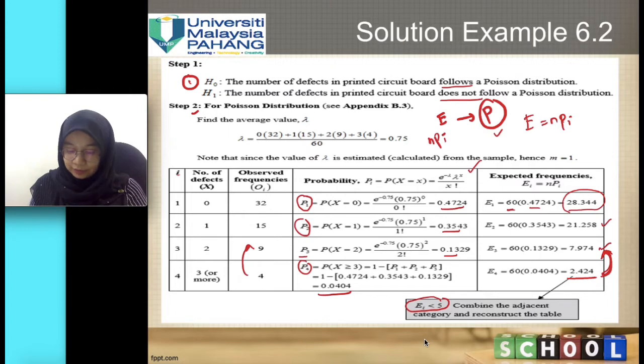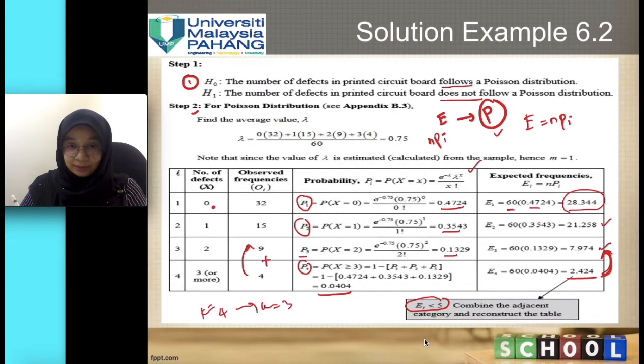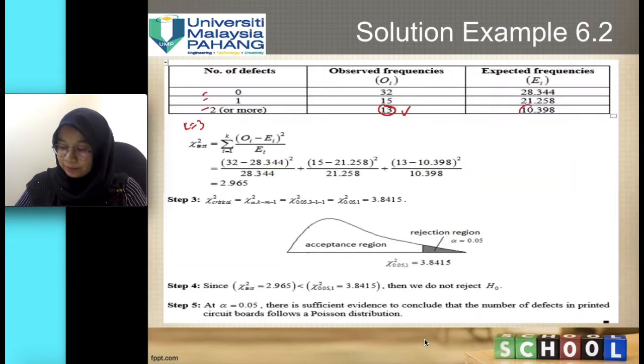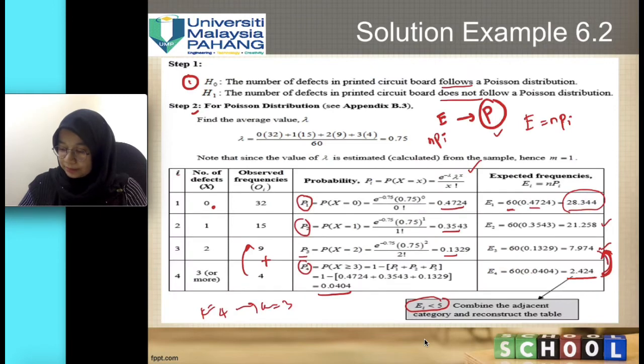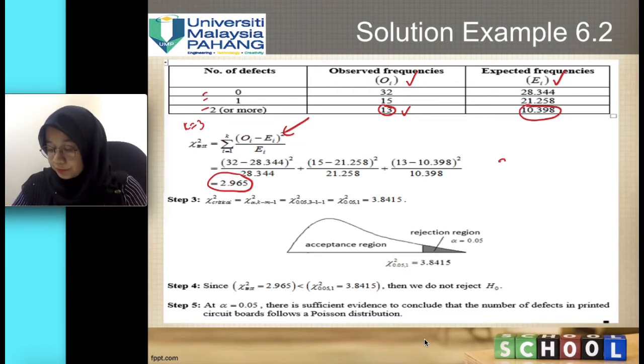So from here, you have 1, 2, 3, 4 categories, K equals 4. When you combine, your K will become 3. It will look like this: 1, 2, 3. So K is equal to 3 now. Why 13 here? Because we add 9 plus 4, we combine it, we get 13. Why 10.398 here? Because we combine this 2 plus this, you will get 10.398. Now you have the O, you have the E. What do you have to do? Substitute into this formula. You will get the chi-square test statistic 2.965. Okay, step number 3, the critical value, chi-square alpha, K minus M minus 1.